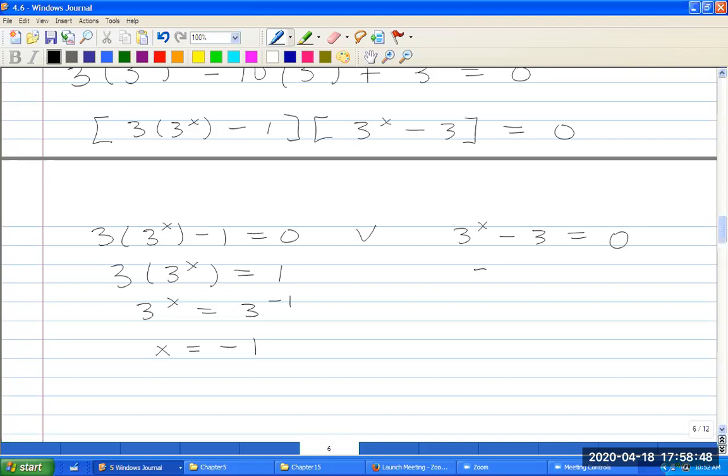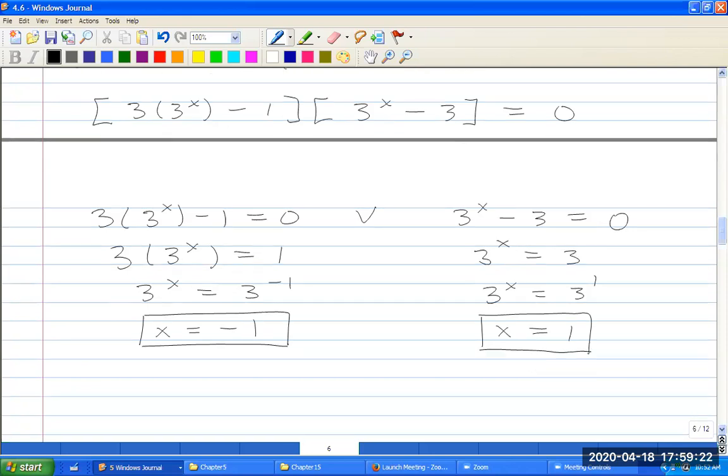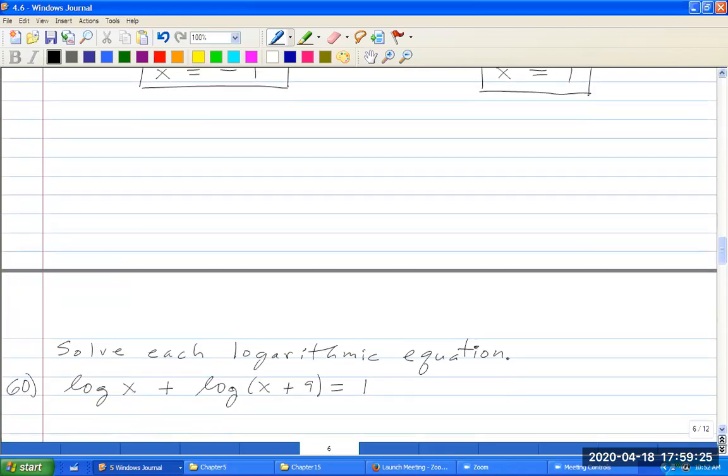Add 3 to both sides of your equation. And so 3 to the x is equal to 3 to the 1. So again, since the exponential function is injective, since the bases are equal, and since these quantities are equal, then the exponents must be equal. And so I have that either x is -1 or +1. And that is your answer. Let me do problem number 60.